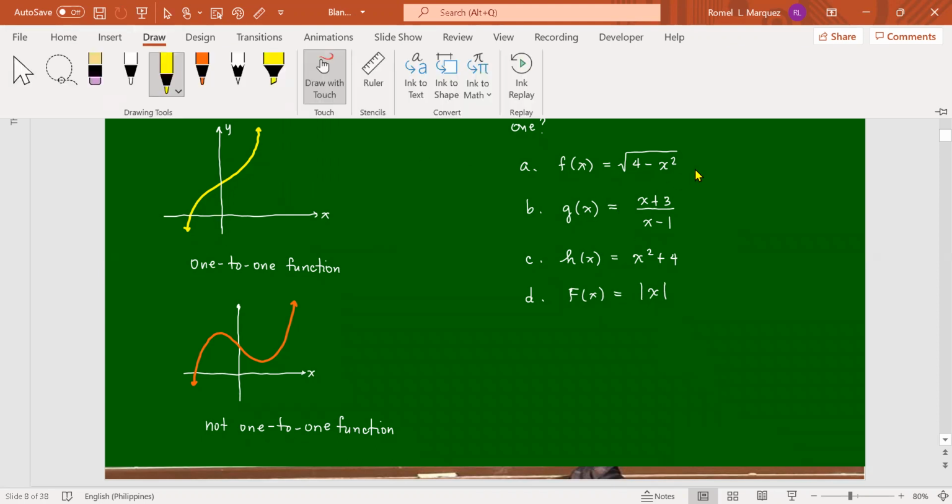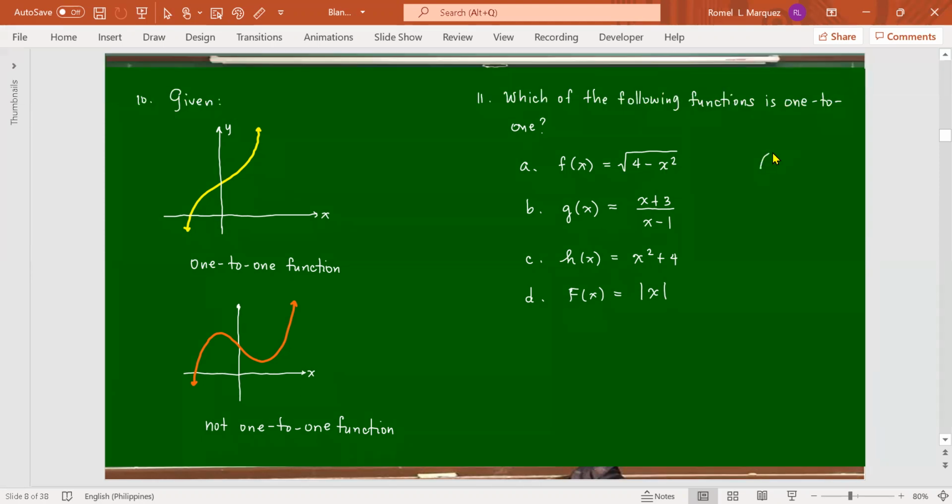So here, this is a half circle. The graph is something like this. So it's not one-to-one. What about this? This is a parabola that opens upward, so it looks like this. So not also this one. This has a graph that is looking like V. Okay, so there is only one remaining. Let's check.